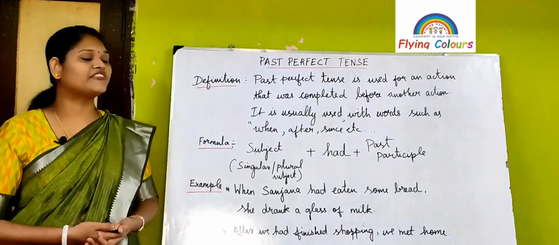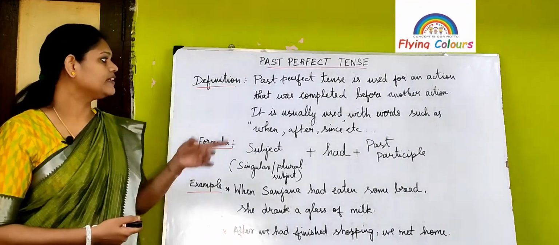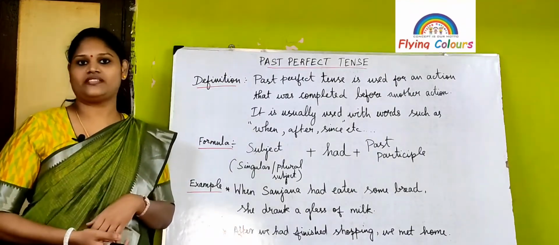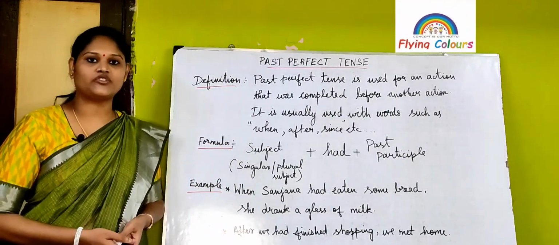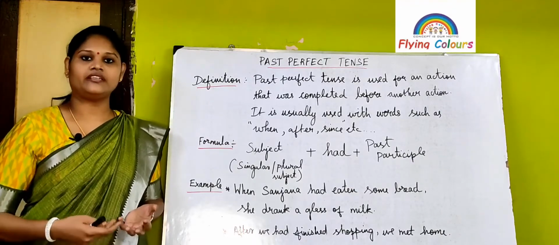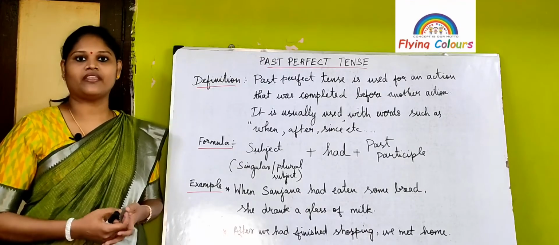Past perfect tense is used for an action that was completed before another action that took place. It is usually used with words like after, since, when, etc.